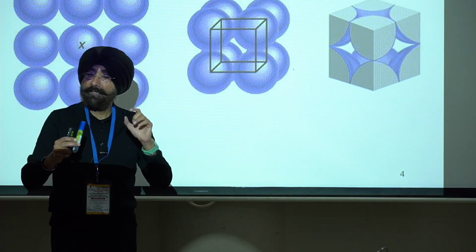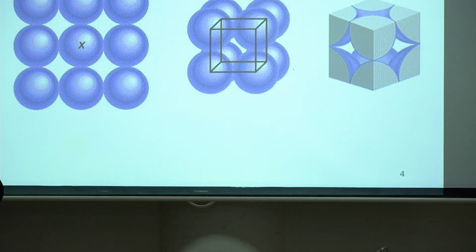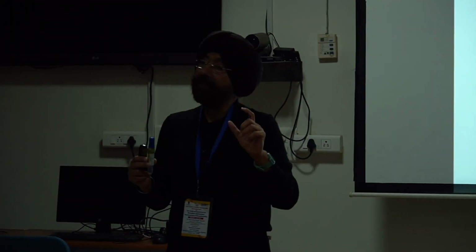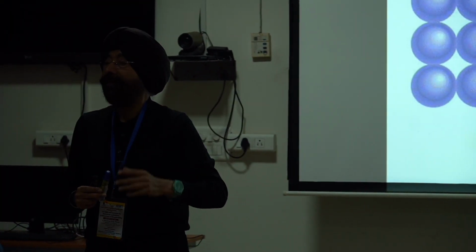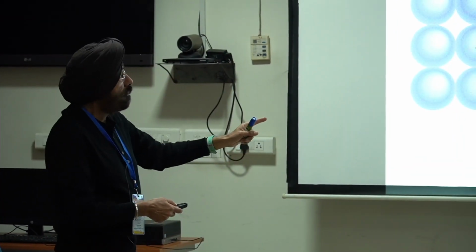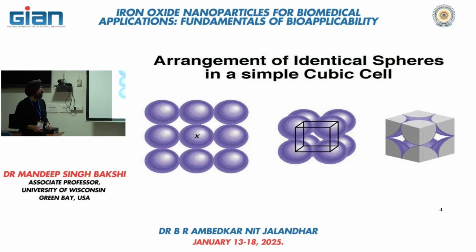But the definition of a crystalline solid is that there is a unit cell and that unit cell repeats itself in all 3 dimensions. So exactly this is the unit cell which is repeating in the 3 dimensions.